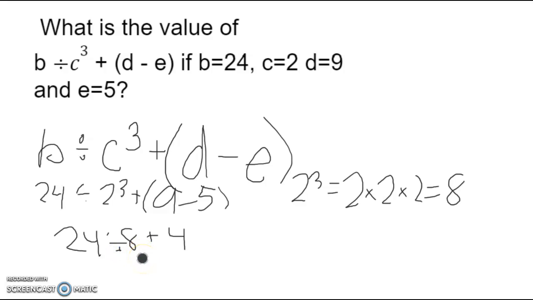And I did my parentheses, I did the exponent, so my next step would be multiply and divide from left to right. I do have a divide right here with 24 divided by 8. 24 divided by 8 is 3. 3 plus 4 is going to get us 7.